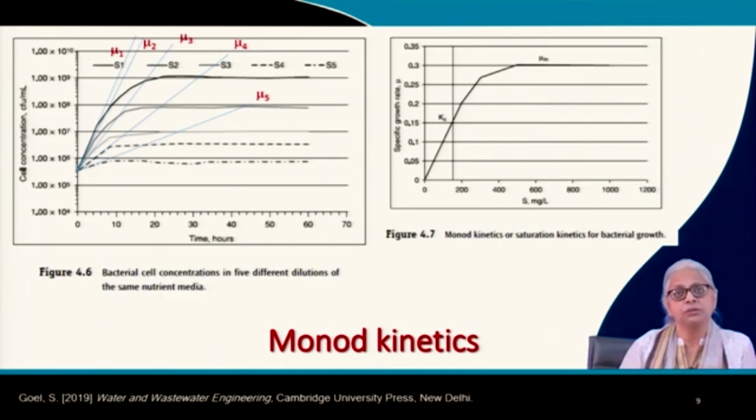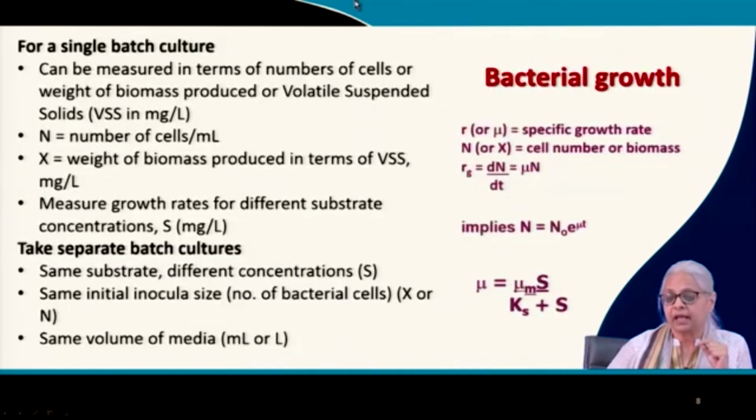Now we are not really interested in the stationary phase. The stationary phase and the concentration at the stationary phase level is a function of the substrate concentration. So we will come to that point in a little bit. What is important in the exponential phase is the slope of each one of these curves. So we're going to call the slope of each curve mu1, mu2, mu3, mu4 and mu5. Now that is what I have here.